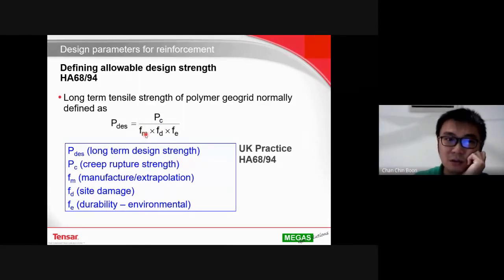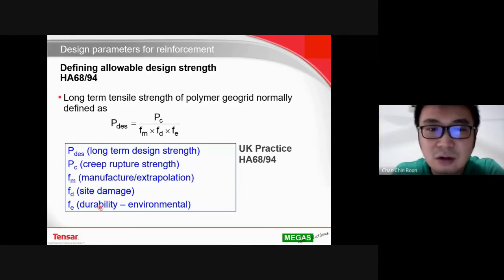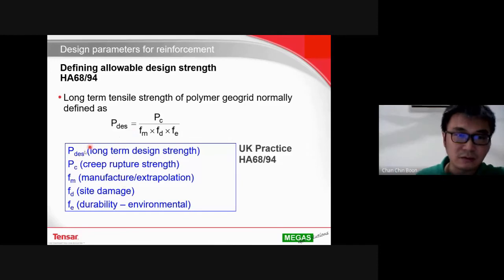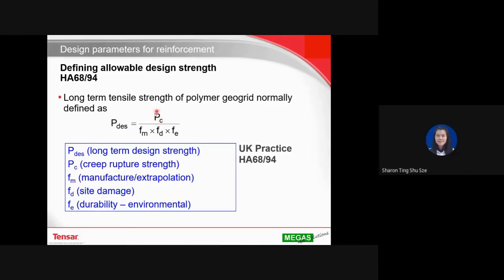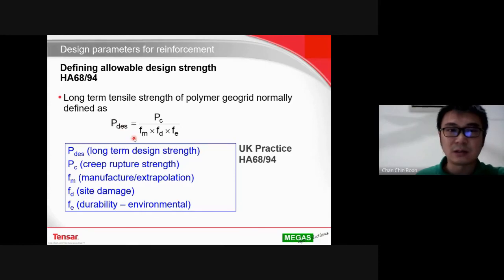So in design, we still need to add different partial factors. For example, the manufacturer or extrapolation factor, the site damage factor, which is the installation factor, and the other one is the durability partial factor. These are the answers actually. It's in this slide. So what you have answered is also correct, but when you refer to creep rupture strength, it's the strength that we use to calculate the design strength.